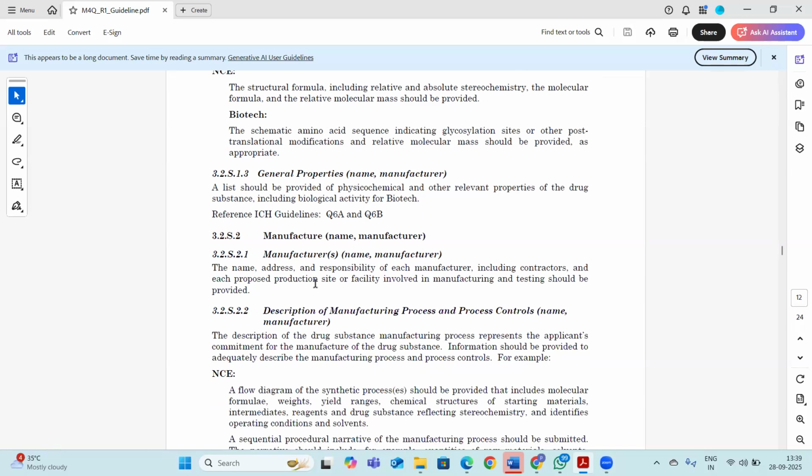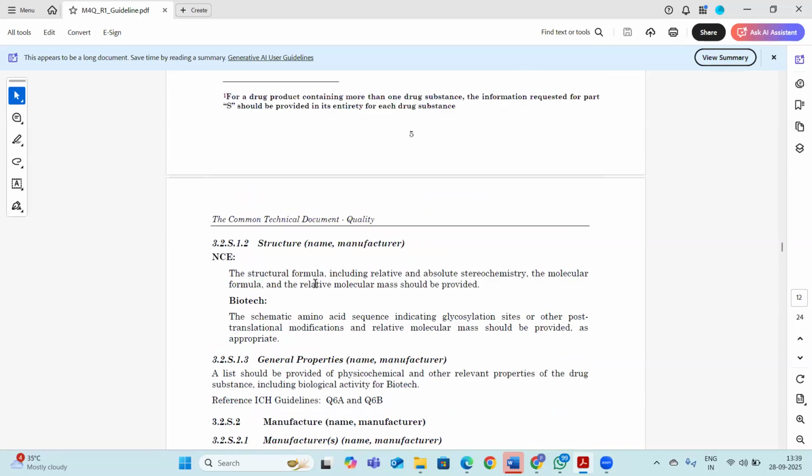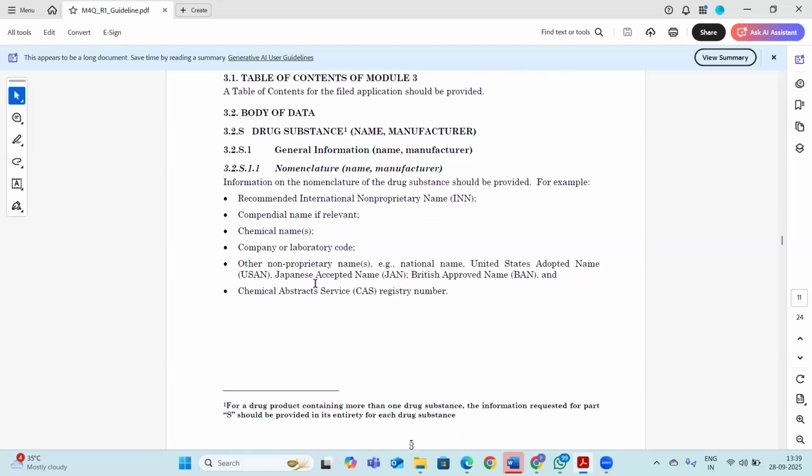Then is your general properties, where a list should be provided of physicochemical and other relevant properties of the drug substance, including biological activities for biotech. The reference ICH guidelines are your Q6A and Q6B. You can refer to them to understand general properties a little bit better. So these are the data that goes in 3.2.S.